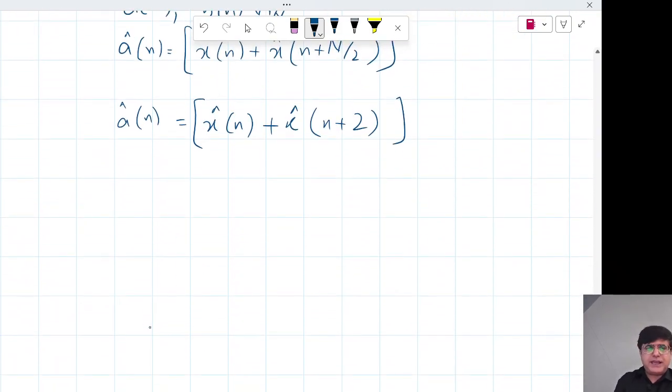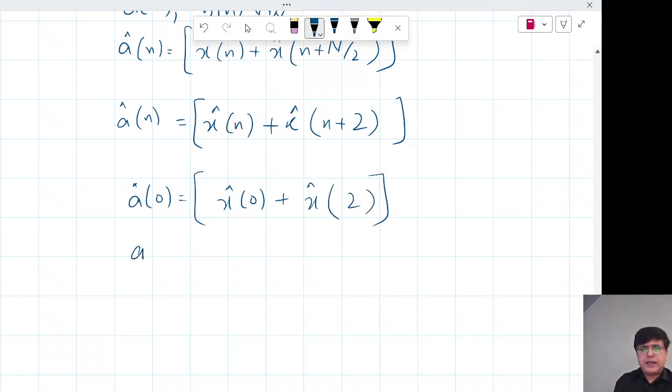That means a hat of 0 would be x hat of 0 plus x hat of 2. A hat of 1 is going to be x hat of 1 plus x hat of 3. A hat of 2 is going to be, no, it is not going to be a hat of 2.